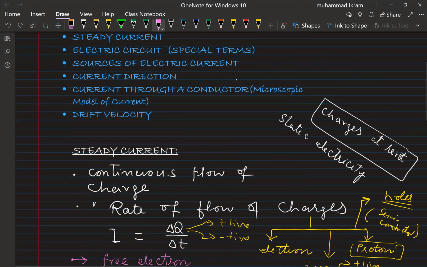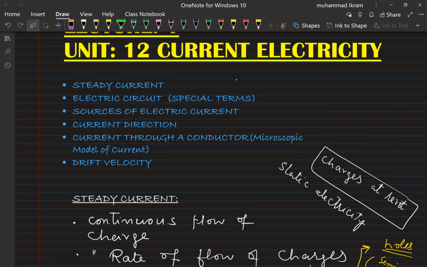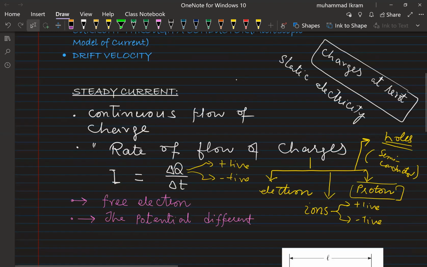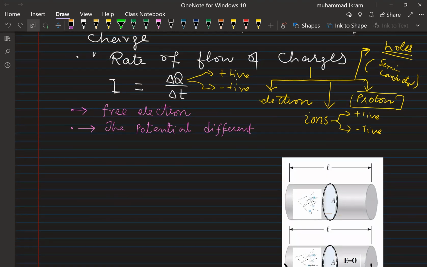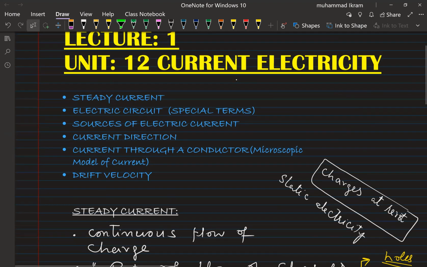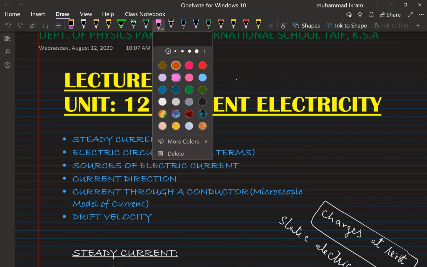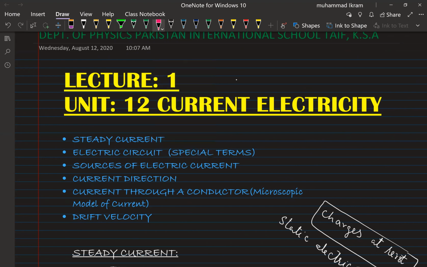The next point here is the electric circuit, some special terms for electric circuits. I will be back to this inshallah very soon, but I just want to tell you a few specific things regarding electric circuits. That is, what is the electric circuit?